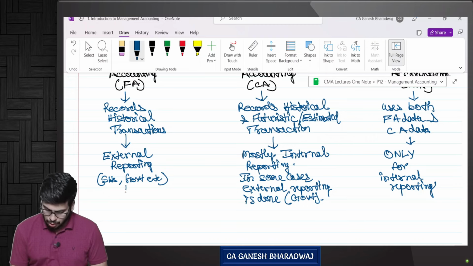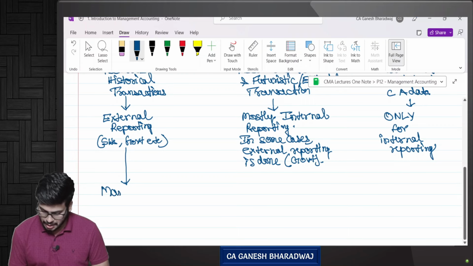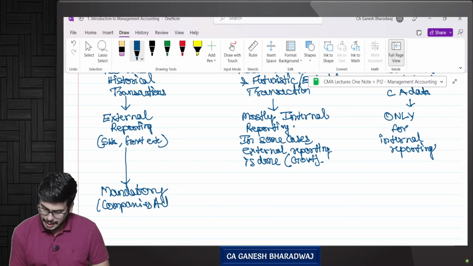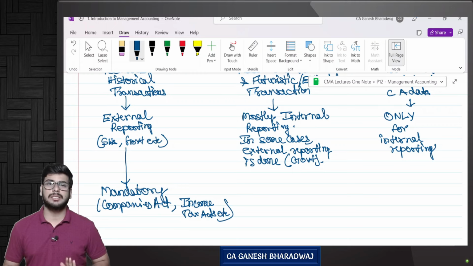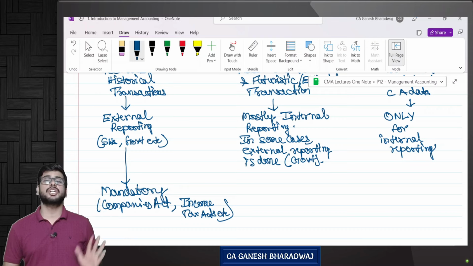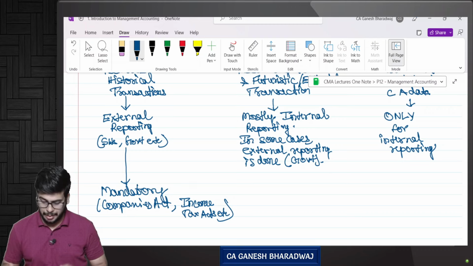Now, financial accounting, maintaining your financial accounting records, it is mandatory under what? The Companies Act, Income Tax Act, etc. These acts will specifically ask the company to mandatorily maintain financial accounting data. So financial accounts need to be maintained. That is a mandatory requirement of the government, which they make through these legislations.